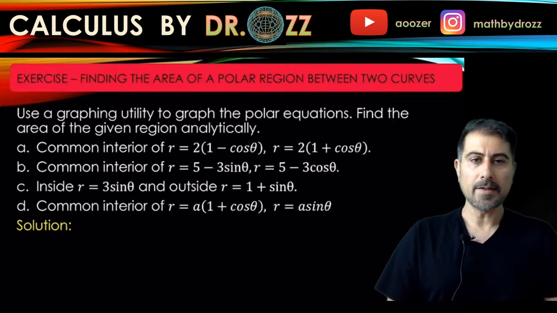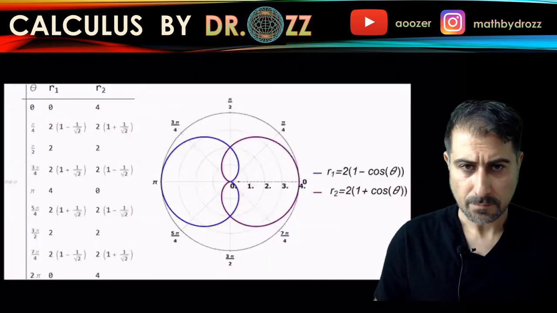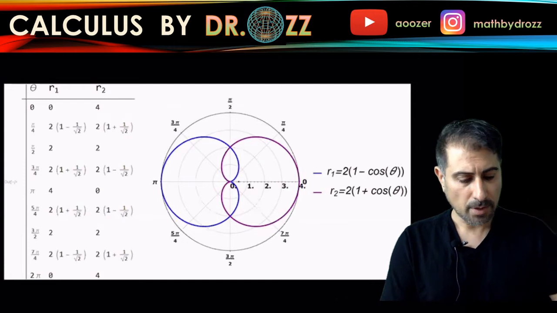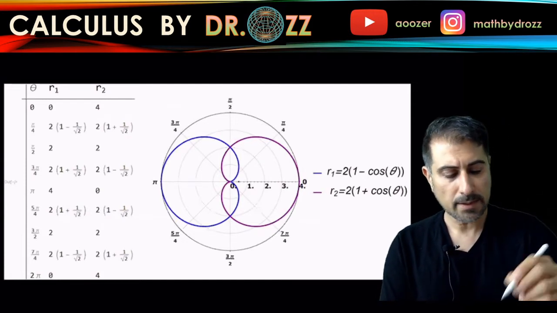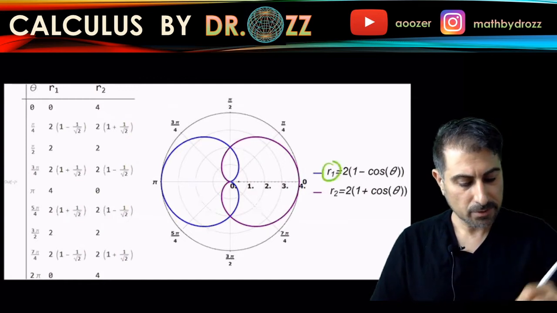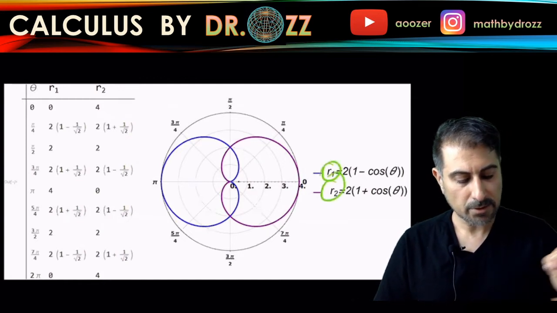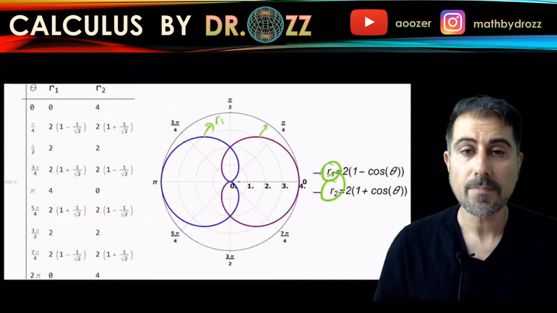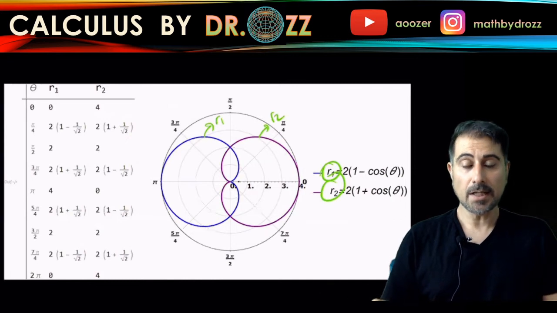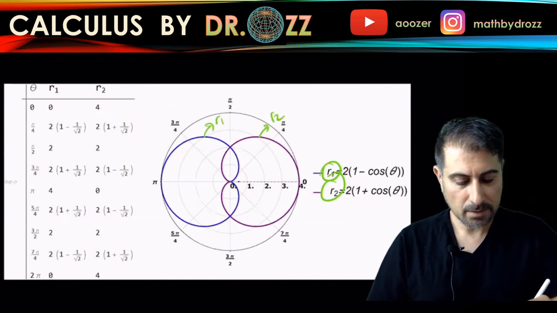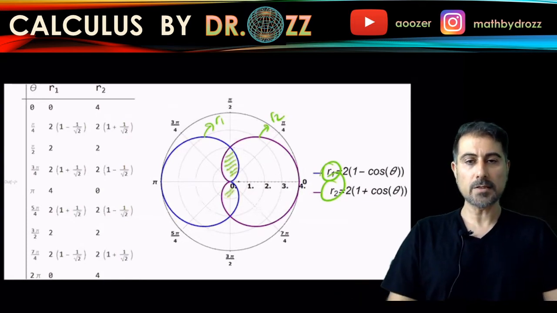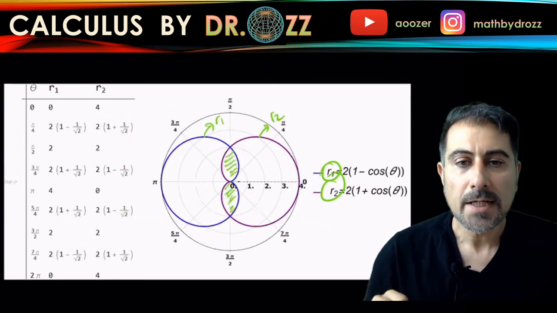This is what you should expect to see once you are done with the plotting. I called the first curve R1 and the second one R2. R1 is right here, and R2 is right here, the blue and purple curves. So when it says common interior, now we can see what it is. It's exactly here. We have two smaller inner loops, and the sum of those is the common interior.